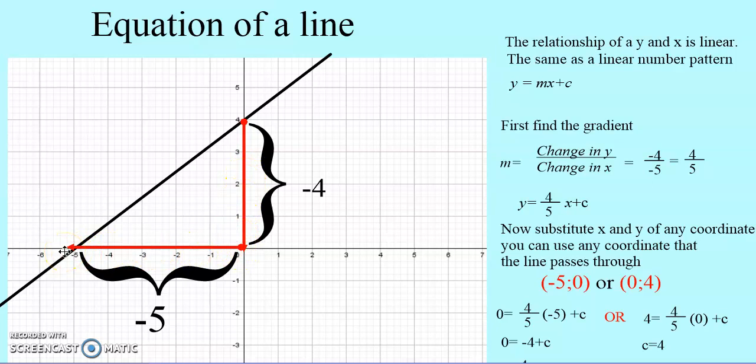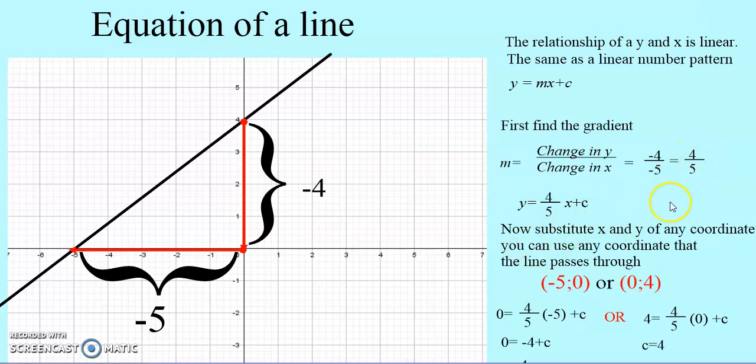So if I move from that point to this point, I will need to move 4 units down and 5 units across to my left hand side, which means my change in y is a -4 because I'm moving in a negative direction on the y-axis, and my change in x is a -5 distance because I'm moving in a negative direction on the x-axis. So my gradient is 4 over 5.